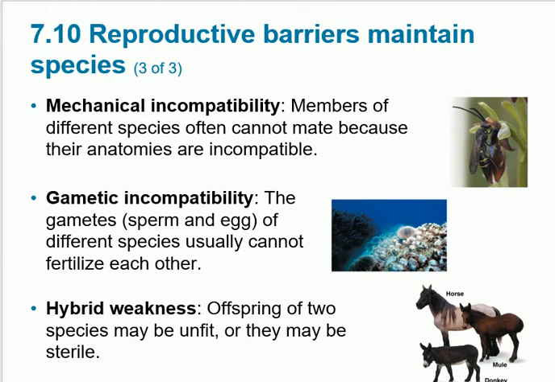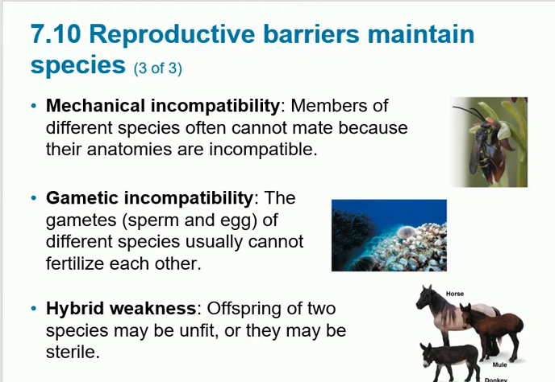Mechanical incompatibility, meaning they are anatomically incompatible. Like the anatomy of the male of this species does not fit with the anatomy of the female of that species. So the male reproductive organ does not fit with the female reproductive organ of those two. So this is called mechanical incompatibility. These are important things that you need to remember, okay? And that's why I'm explaining in detail.